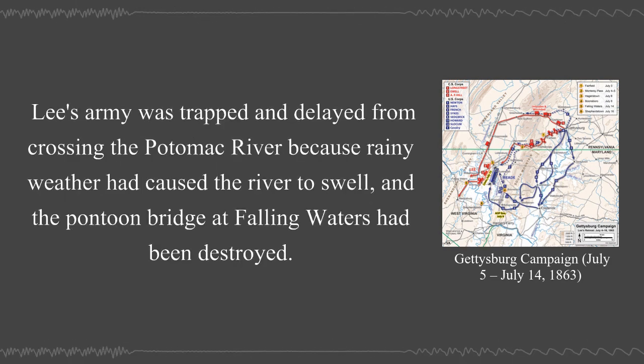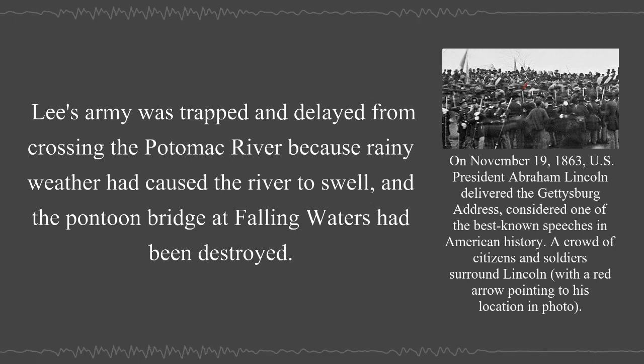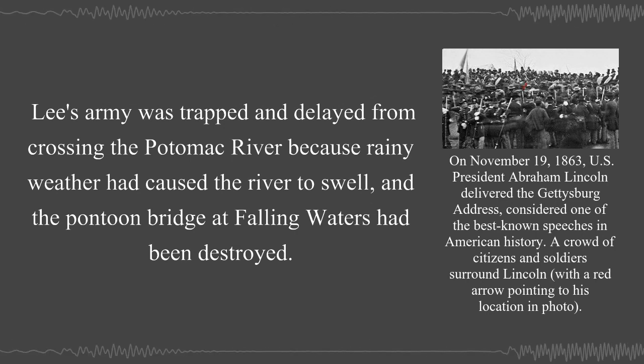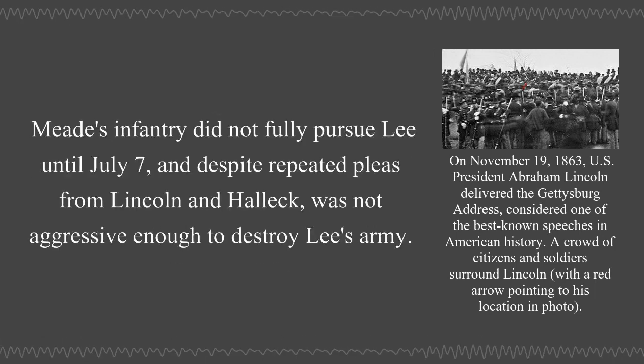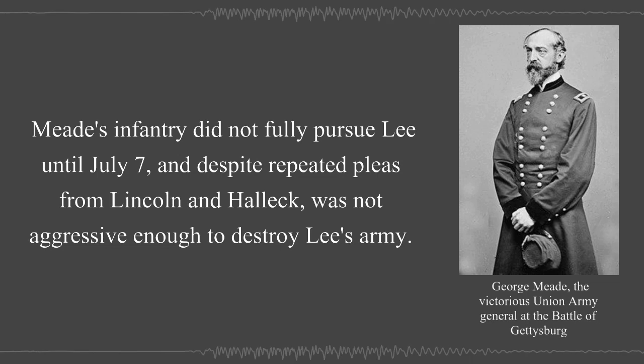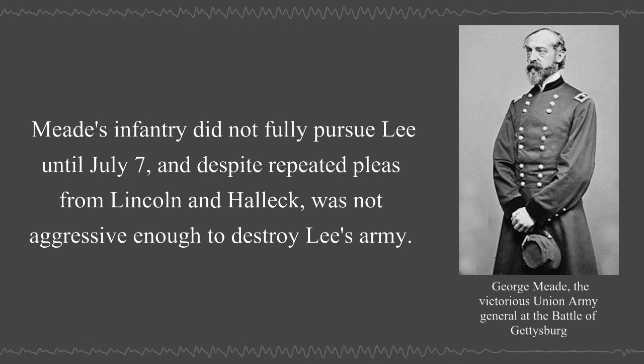Lee's army was trapped and delayed from crossing the Potomac River because rainy weather had caused the river to swell, and the pontoon bridge at Falling Waters had been destroyed. Meade's infantry did not fully pursue Lee until July 7, and despite repeated pleas from Lincoln and Halleck, was not aggressive enough to destroy Lee's army.